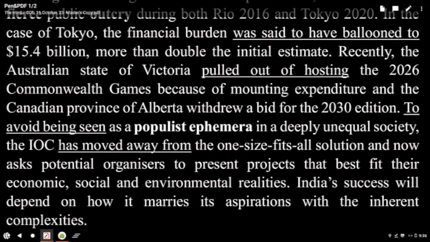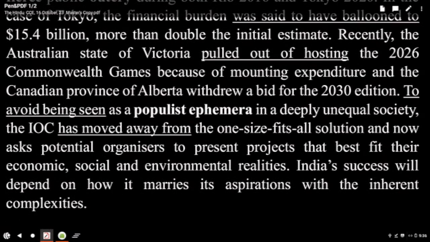Mounting expenditure, and the Canadian province also withdrew a bid for the 2030 edition, to avoid being seen as a populist ephemera. Populist means very popular, goes with the large population. Populist measures means many people like those measures. Before elections, when you talk about the election manifesto, many parties promise so many things. They all are populist measures. How many of them are implemented? A million-dollar question. So populist ephemera, temporary thing.